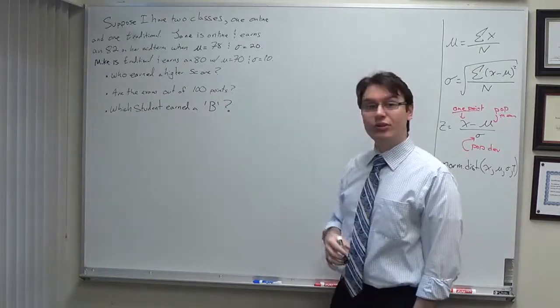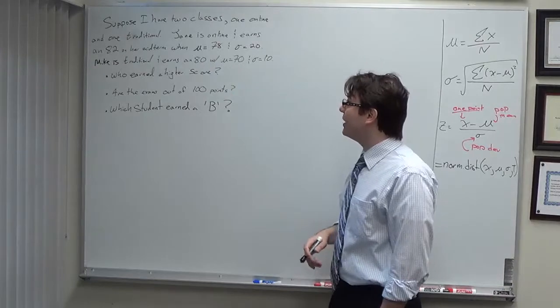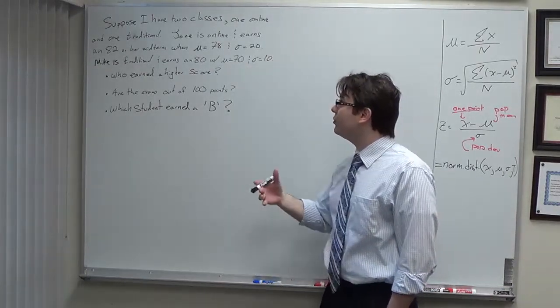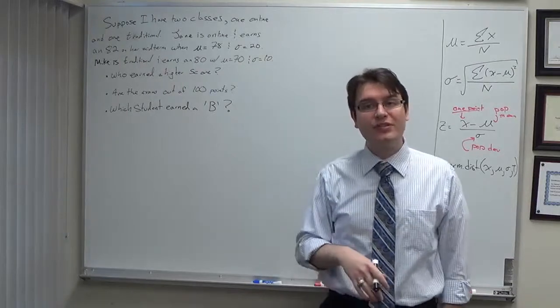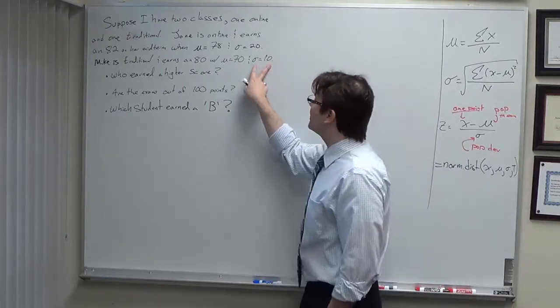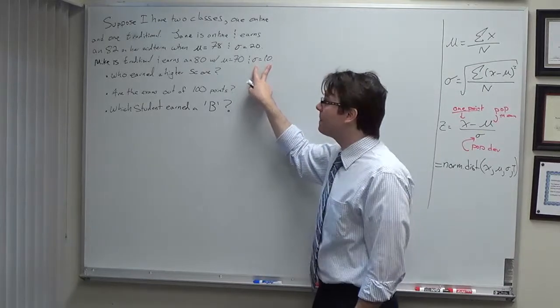Contrariwise, Mike, who's a traditional student, scored an 80 on his midterm exam. That class is a little more traditional. The average score is 70, and it's got less variance.